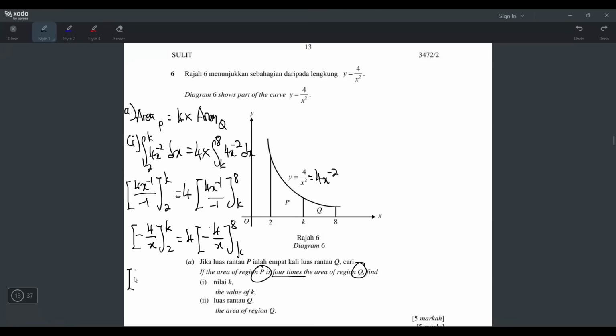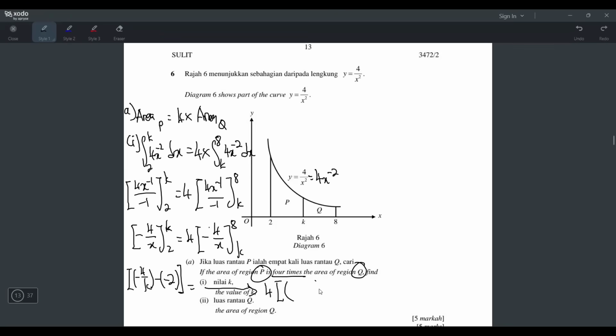So when you sub, you have to open two brackets. The first bracket you have to sub k inside, so you get negative 4, okay? The other one you sub 2, which is negative 4 over 2. But if you want to write fast, straight away write negative 2 lah. Because negative 4 divided by 2, right? Equals 4. Okay, I write here lah. So equals 4 big bracket.